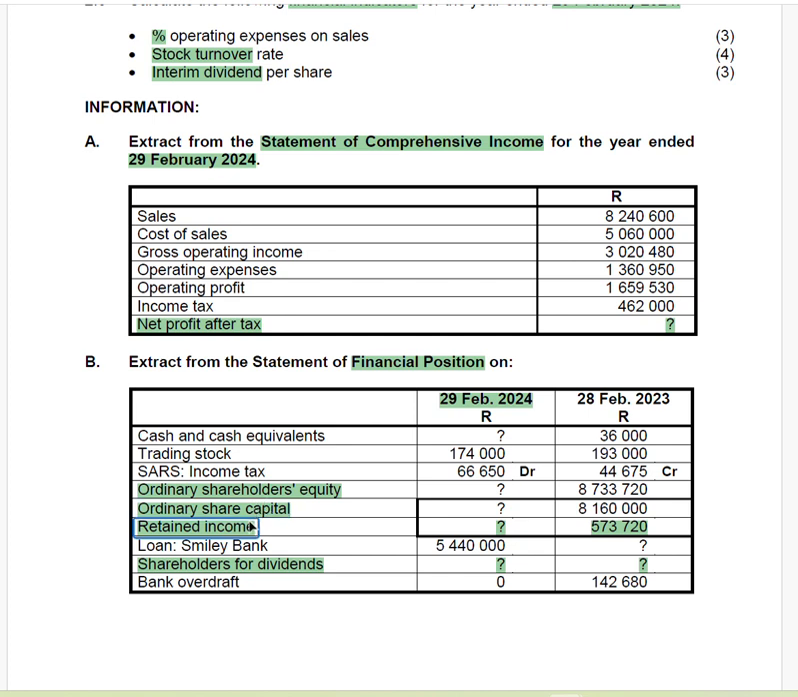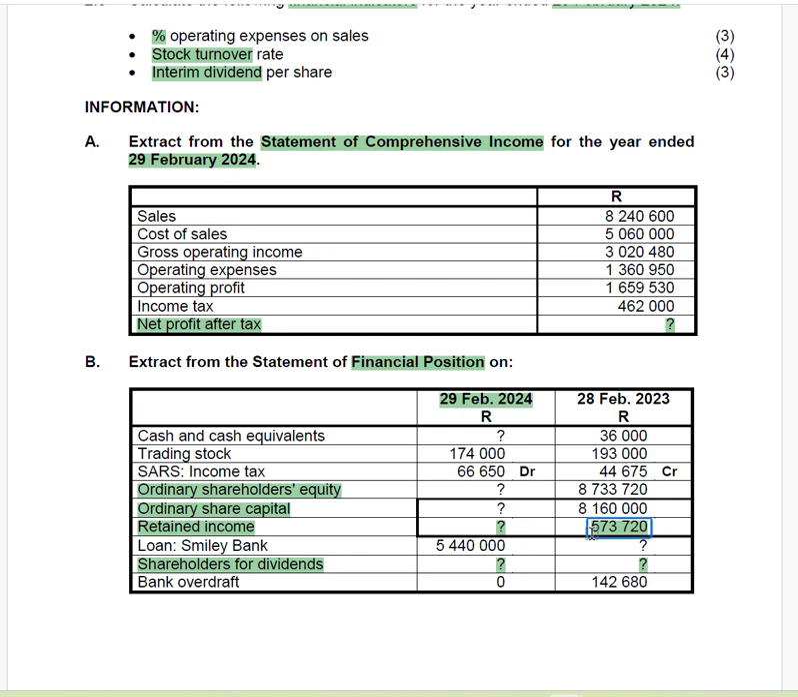And then when you move down, we are provided the retained income. For the retained income, we are provided the opening balance. The opening balance, we do need for the note, because in order for you to calculate the closing balance, you need to know what the company opened the books with.